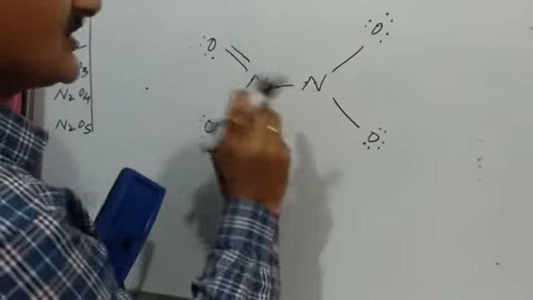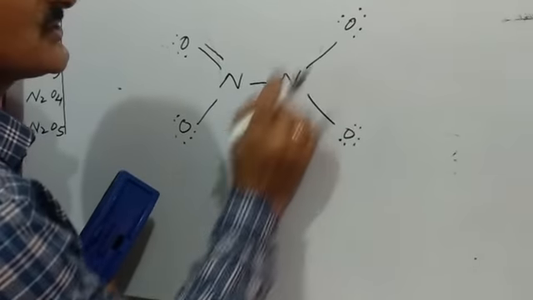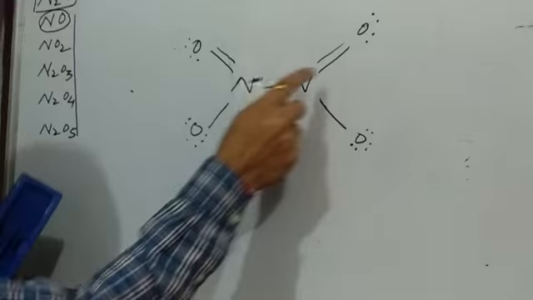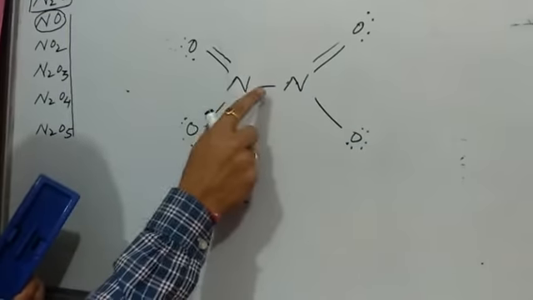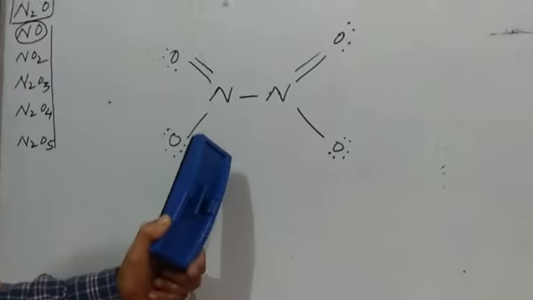Now coming to this, 2, 2, 2, 6. It again requires 2. So let us shift these 2 here in the form of a bond. Let us count the number of bonds. 2 plus 2, 4, 4 plus 1, 5, 6 and 7. So this can be one of the structures of nitrogen trioxide.